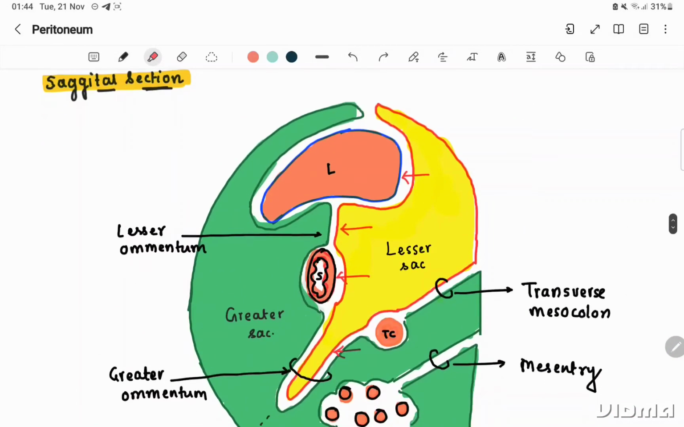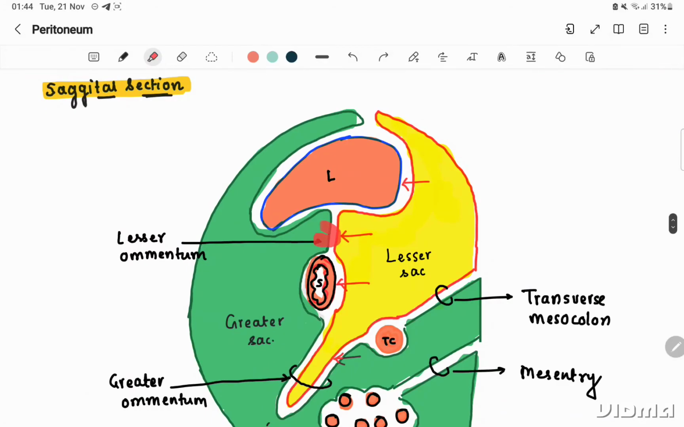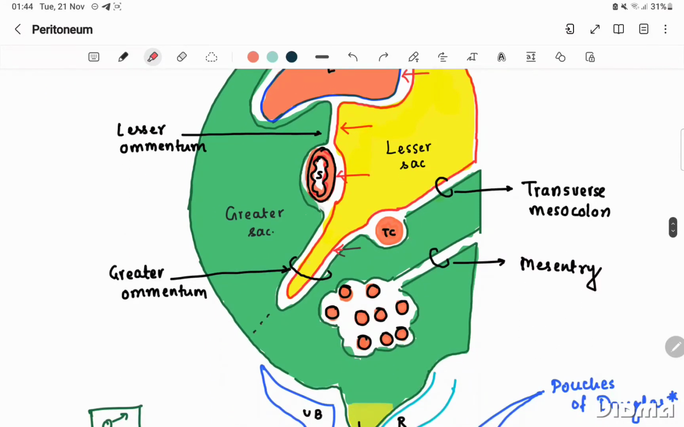So what are the ligaments? This part is a lesser omentum, this is your lesser omentum, and this is your greater omentum. So the greater omentum contains your lesser sac.